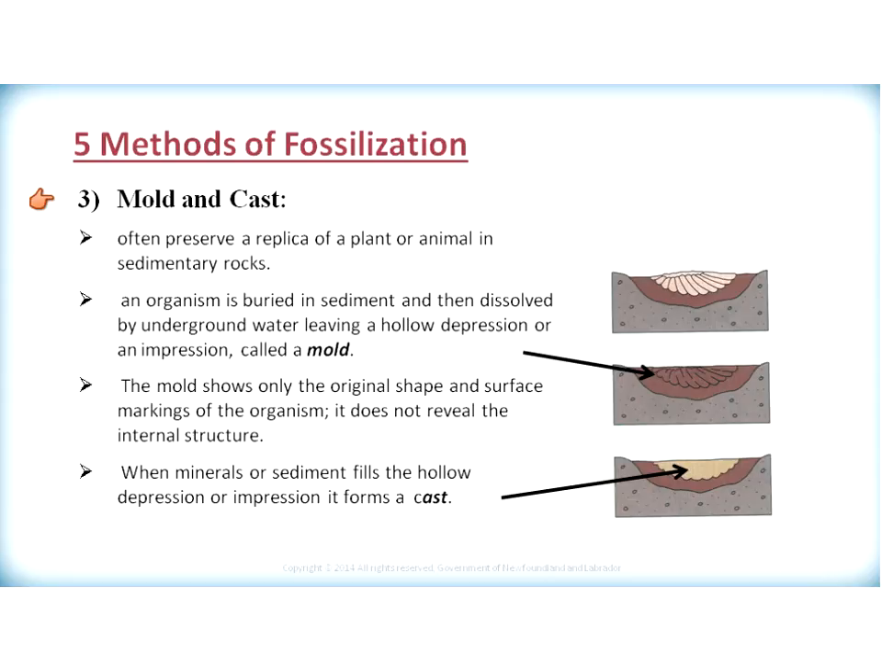The third method of fossilization includes mold and cast. Mold and cast often preserves a replica of a plant or animal in sedimentary rocks. An organism is buried in sediment and then is dissolved by underground water, leaving a hollow depression or an impression, which we call a mold. In the diagram to the right, we see the formation of a mold.